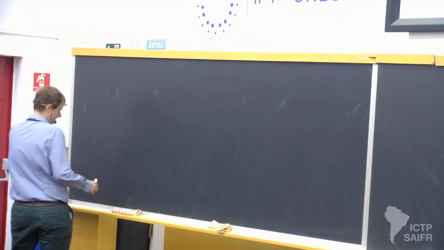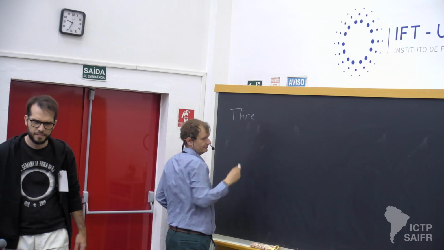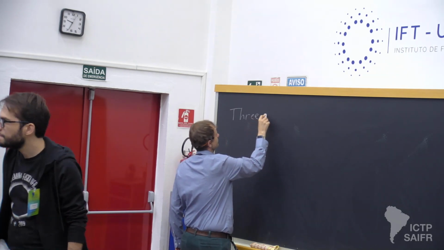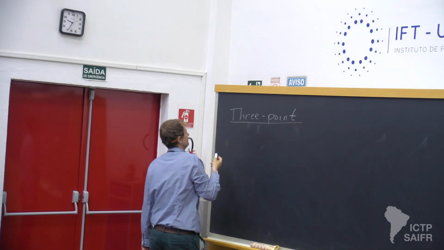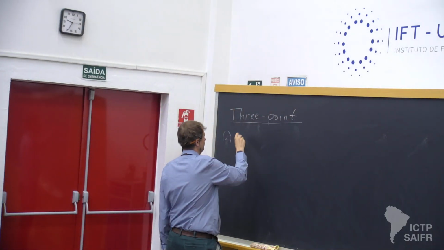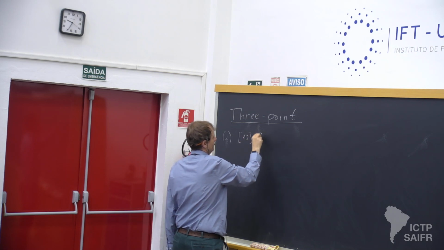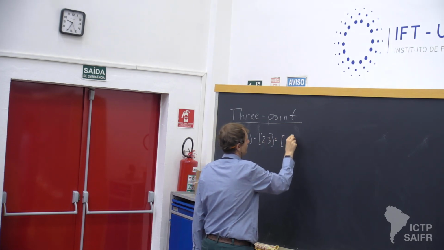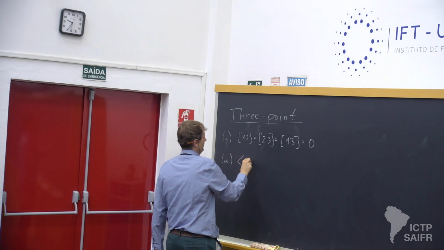Some exercises yesterday. So let me just do a quick recap of what we discussed. We discussed 3-point amplitudes. We saw by explicitly solving the 3-point kinematics that there were two solutions. The first solution is when all the square brackets were 0. The second solution is when all the angle brackets were 0.